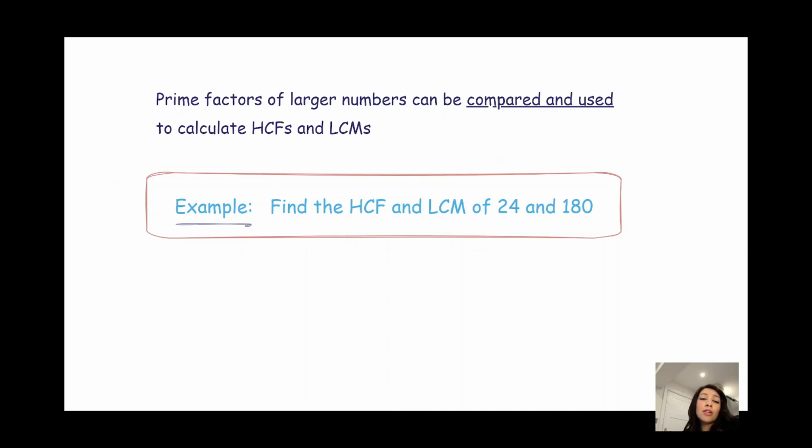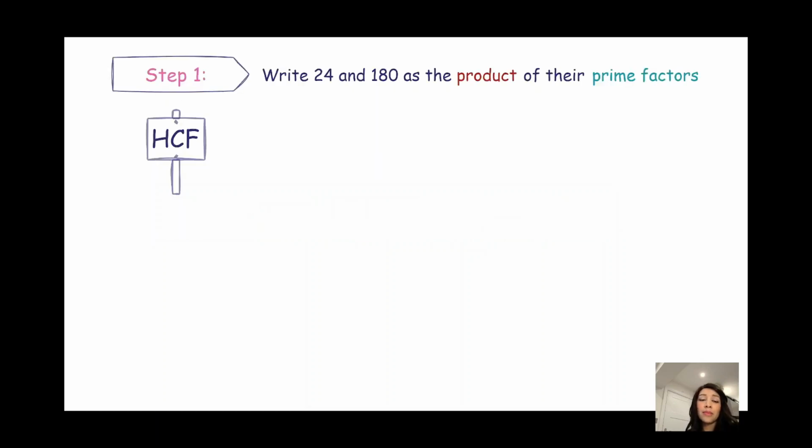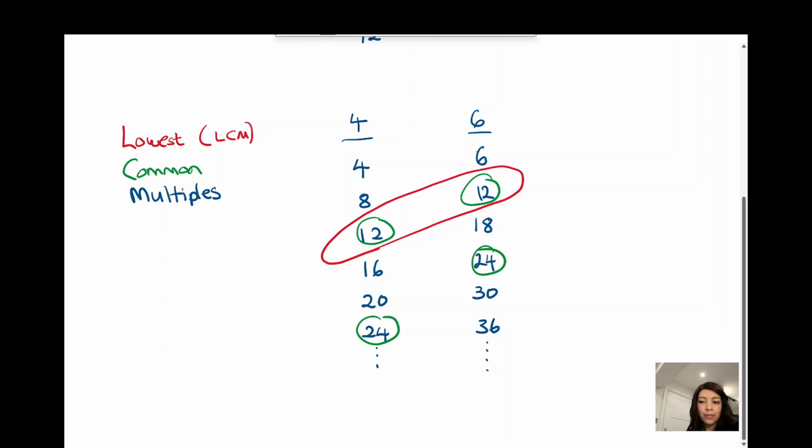So let's look at an example. Find the HCF and the LCM of 24 and 180. The first step is to find the HCF. So we write 24 and 180 as the product of their prime factors. I'm now going to do factor trees.